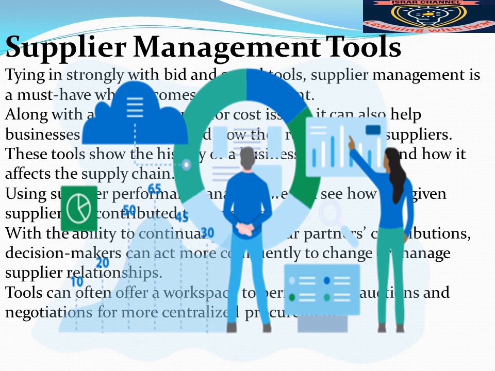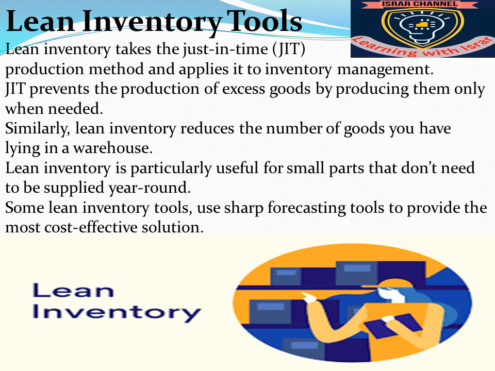These tools show the history of a business partnership and how it affects the supply chain, and using supplier performance analysis, we can see how any given supplier has contributed to a business. With the ability to continually assess our partners' contribution, it will be easy for us to make decisions confidently to change or manage our supplier relationships. These tools can also often offer a workspace to perform bids, auctions, and negotiations for more centralized procurement.